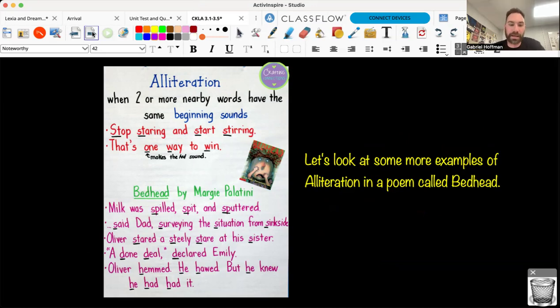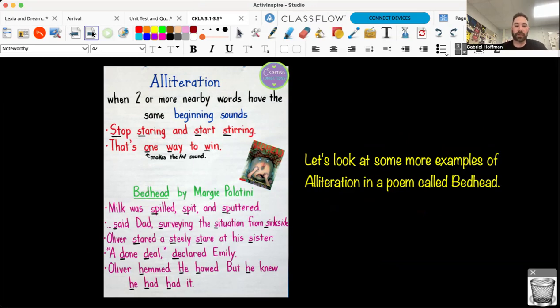There's a poem called Bedhead. I want to read it. It says, "Milk was spilled, spit, and sputtered," said Dad, surveying the situation from Sinkside. Oliver stared a steely stare at his sister. "A done deal," declared Emily. Oliver hemmed, he hawed, but he knew he had had it.